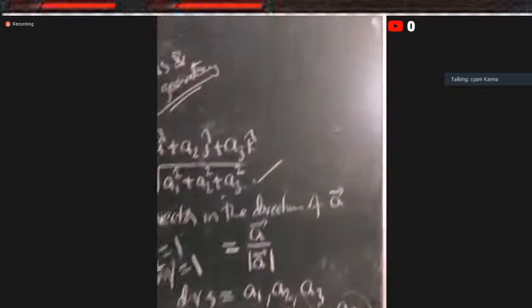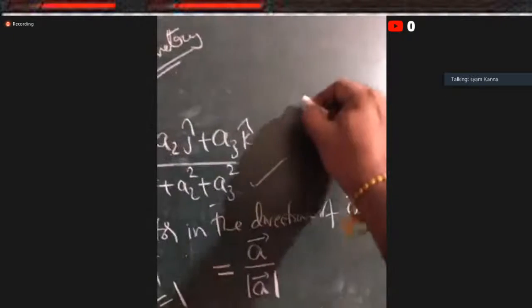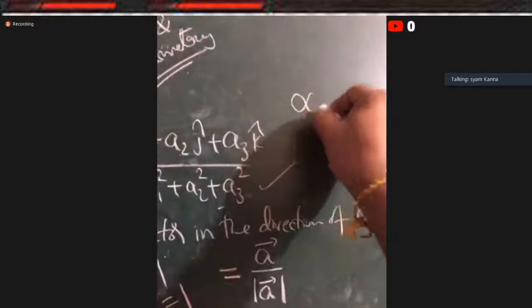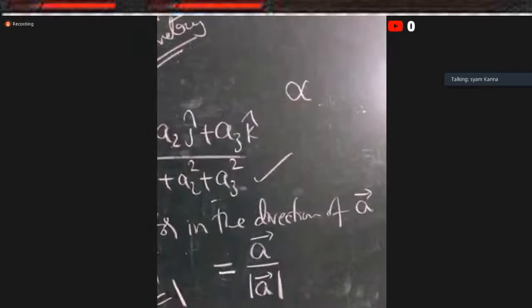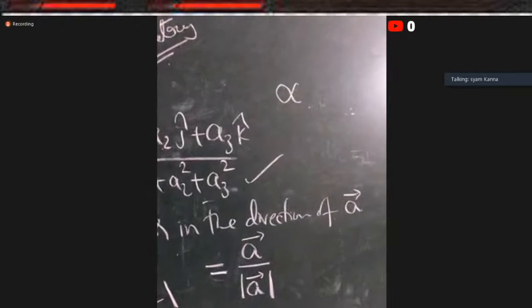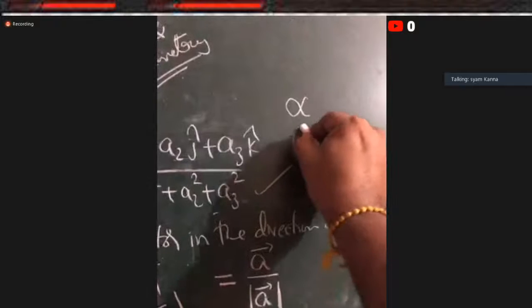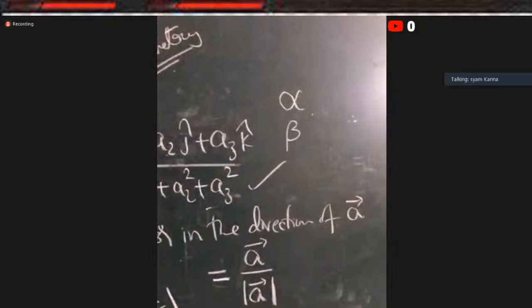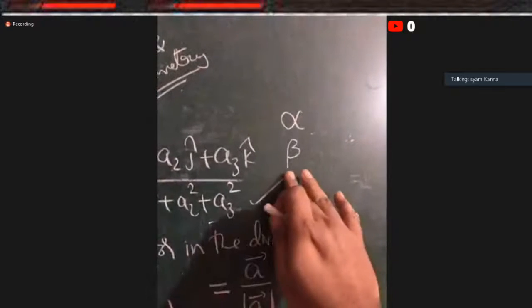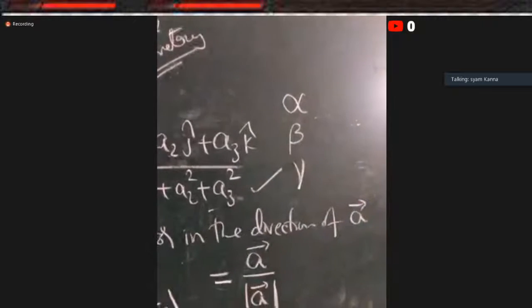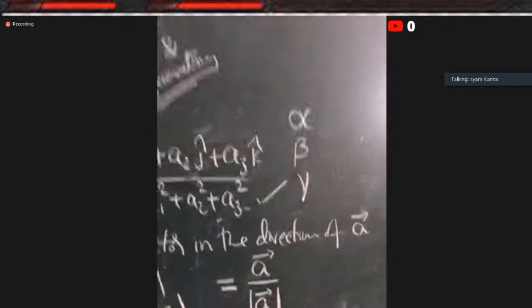Sometimes that fellow may ask what is the angle made by the vector with the x-axis. Means he is asking alpha. No sir, he is asking angle with the y-axis. Means he is asking beta. No sir, I want the angle made with the z-axis. Means he is asking gamma. Any one he may ask.